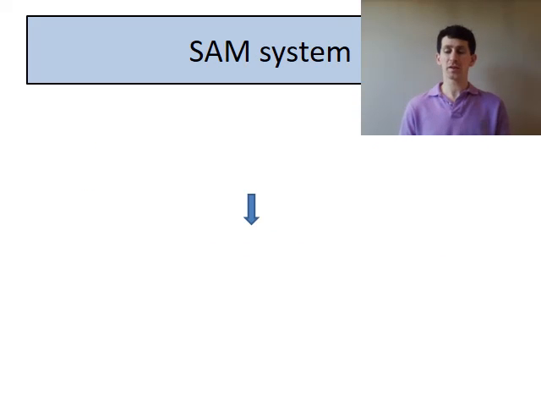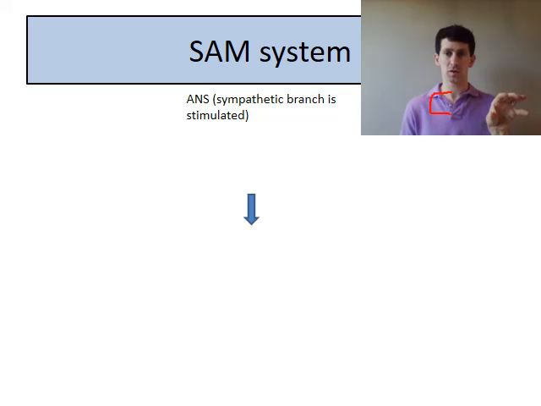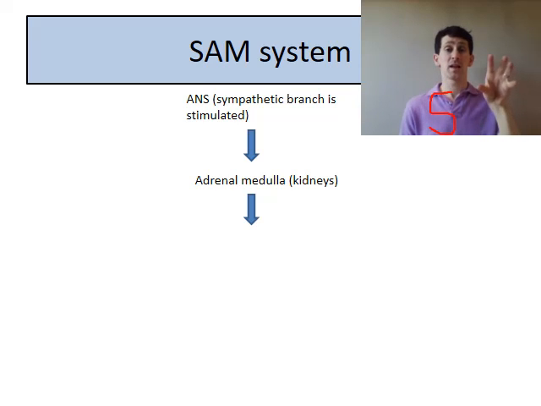So we're going to have a look at this SAM response now, the SAM. It starts with the autonomic nervous system, and that sympathetic branch, that's why it's got the S in SAM system. The sympathetic branch is stimulated. And the next thing is what it does: the sympathetic branch of the nervous system stimulates the adrenal medulla.